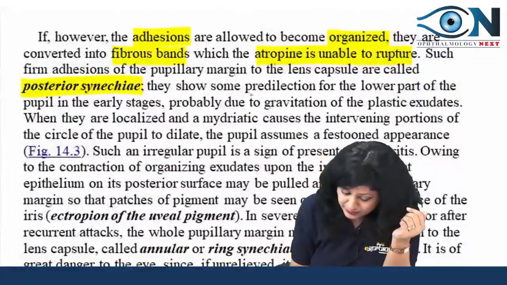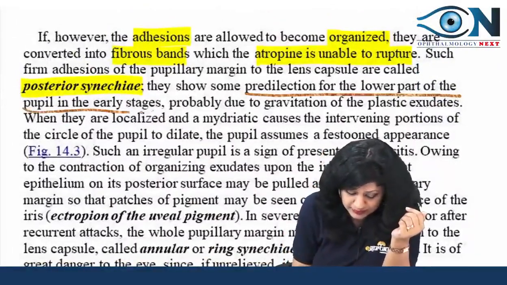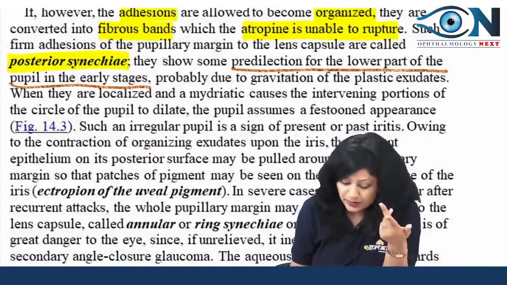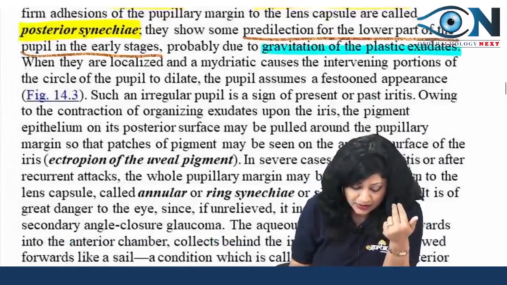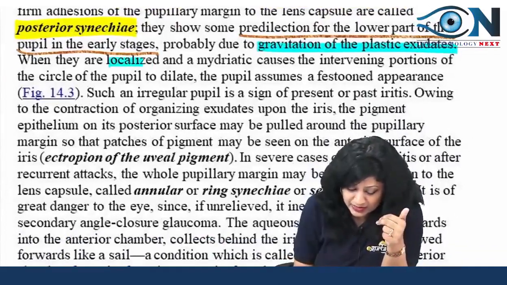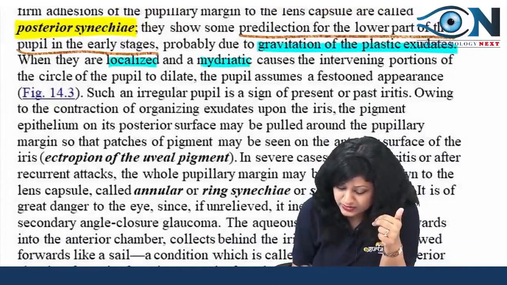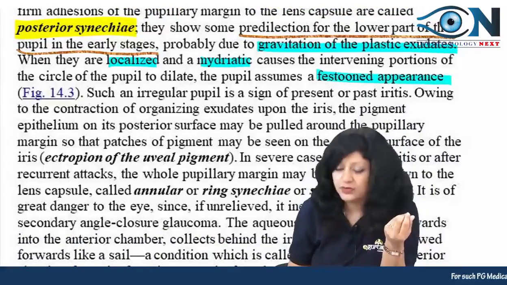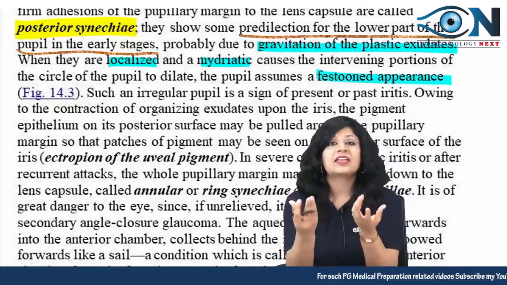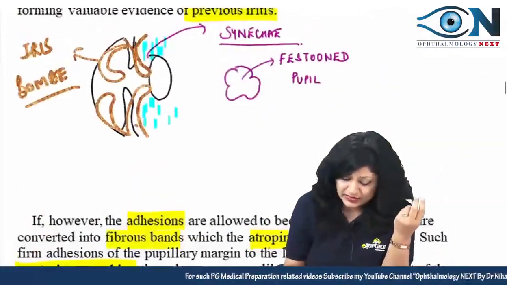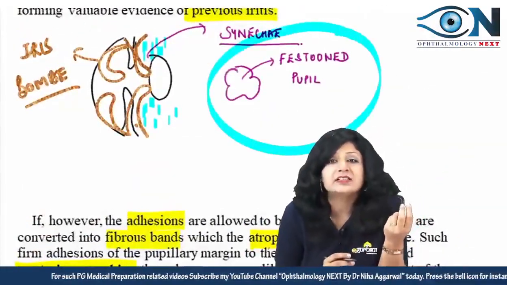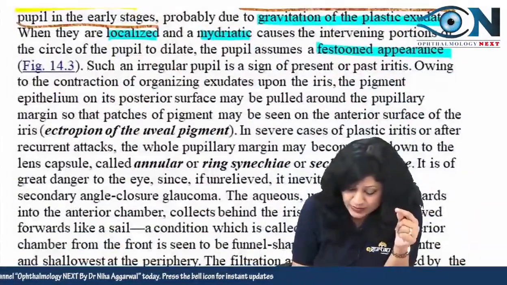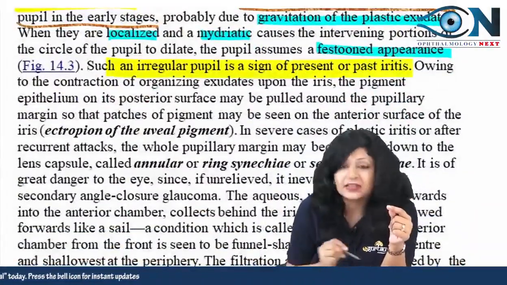They show some predilection for the lower part of the pupil in early stages. Why more predilection towards the lower part? Because of gravity. When they are localized and a mydriatic causes the intervening portions of the circle to dilate, that will be your festooned appearance. I told you, when they are dilating with the irregular appearance, this is called your festooned pupil, right? Such an irregular pupil is again a sign of past iritis.